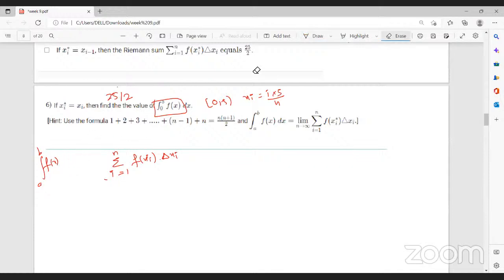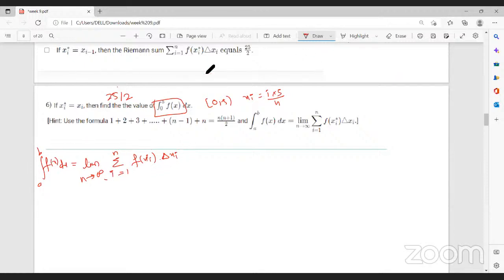Okay. We are given this function, na? We are given the condition already. So integral f of x dx equals limit n tends to infinity. Okay, wait. This is my definition of the Riemann sum, right? I am getting the area under this curve: integral a to b f of x dx equals limit n tends to infinity. This one, right?